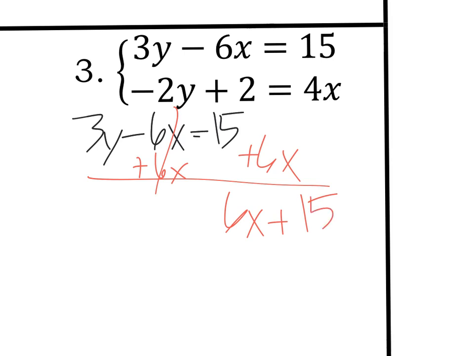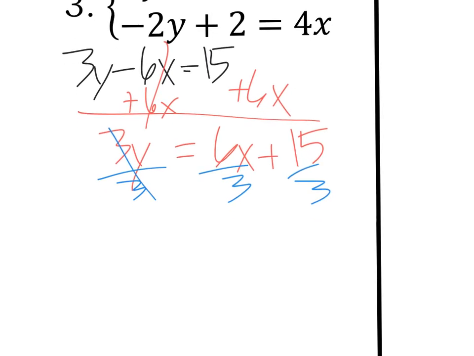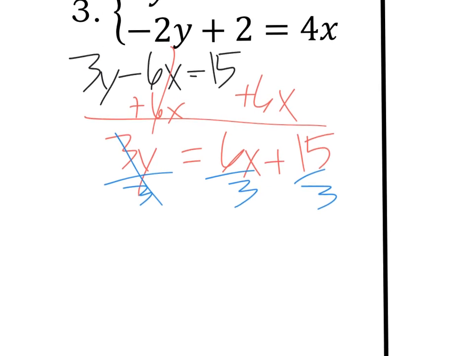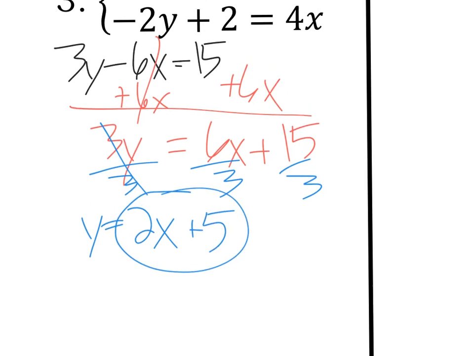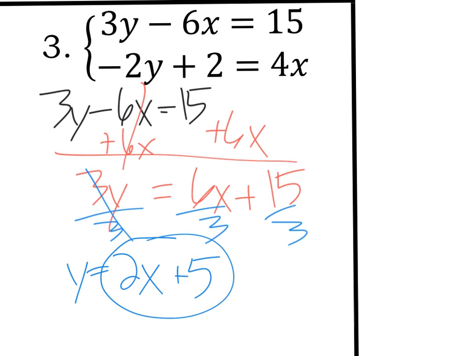So 6x plus 15 or 15 plus 6x, doesn't really matter, but I prefer to write the number term first. And then divide everything by 3. Remember, a number and a letter are married together because they're multiplying, so divide them apart. So 6 over 3 is 2, y equals 2x, 15 over 3 is 5, plus 5. You now have a y equals statement. Plug it in for y into the other equation.